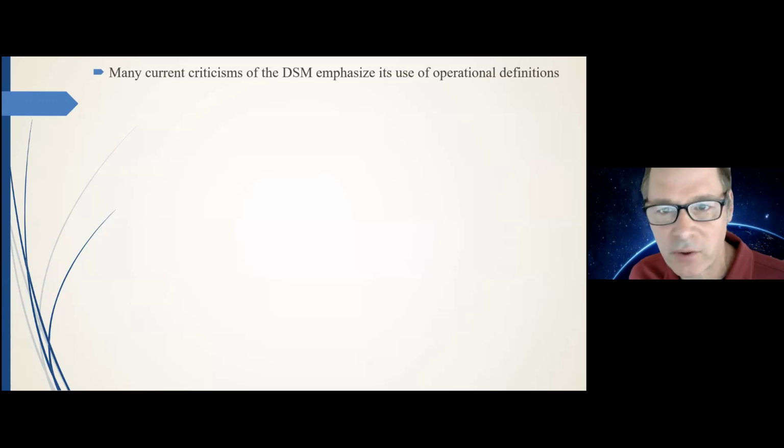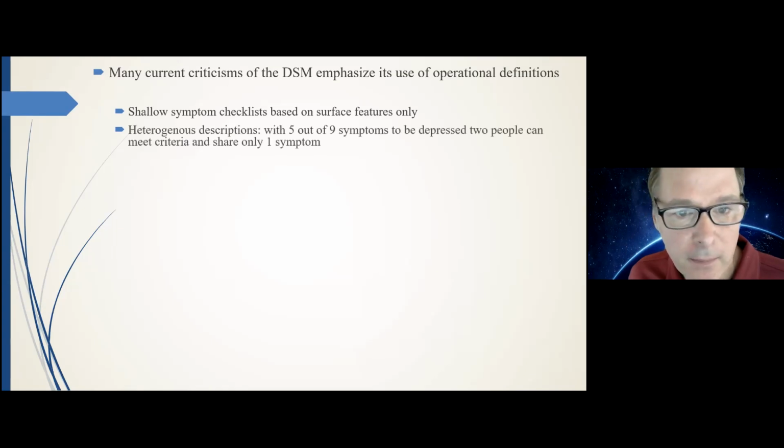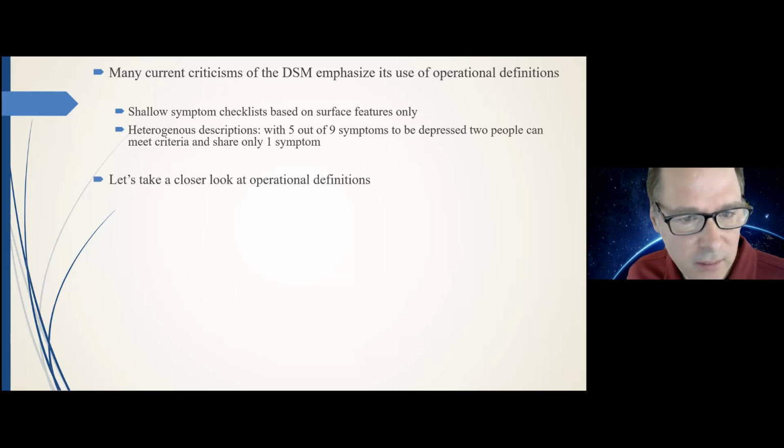So many current criticisms of the DSM emphasize its use of operational definitions. According to these criticisms, the diagnostic criteria are just shallow symptom checklists based on surface features only, and the descriptions are heterogeneous. People will talk about how, with 5 out of 9 symptoms to be depressed, 2 people can meet criteria for depression and share only 1 symptom in common. So let's take a closer look at operational definitions.